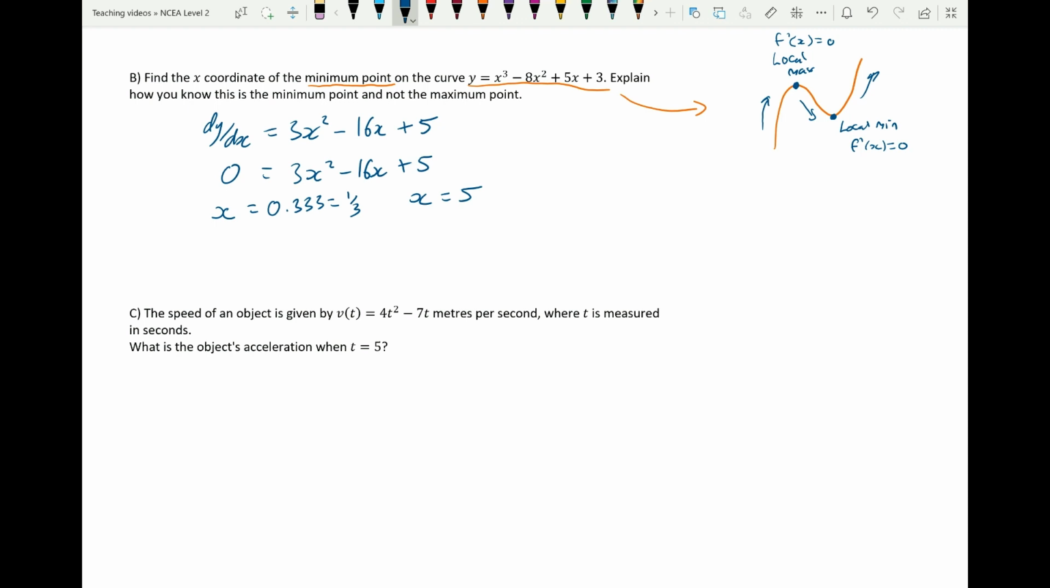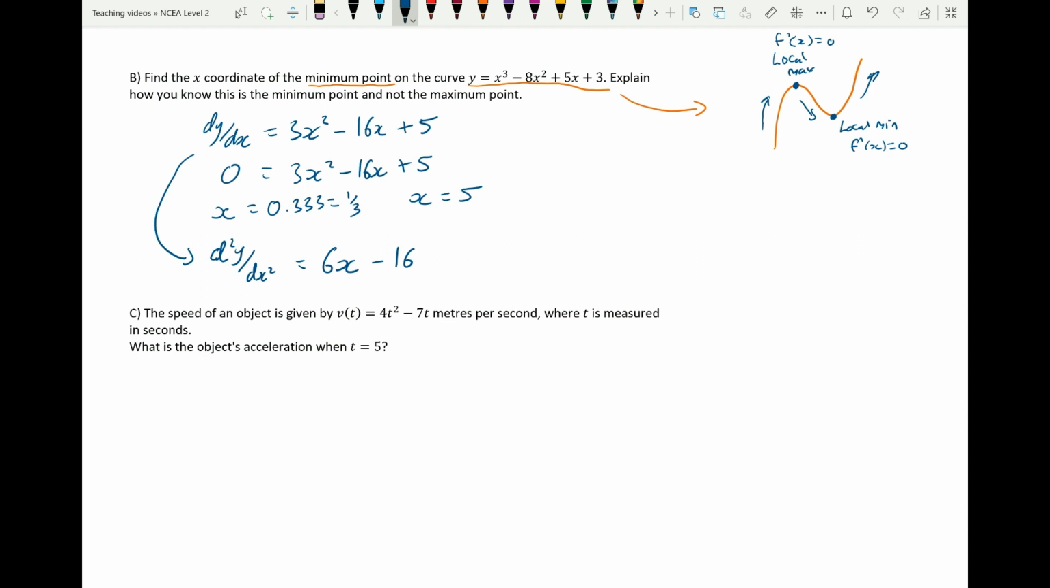Now you can sort of just explain that, but the best way to do these questions is to double differentiate. Use the second derivative to prove which one is the local minimum. I like having the sketch though, so that you can verify the answer is correct. So we will differentiate this one. d squared y over dx squared, the second derivative, is 6x minus 16.